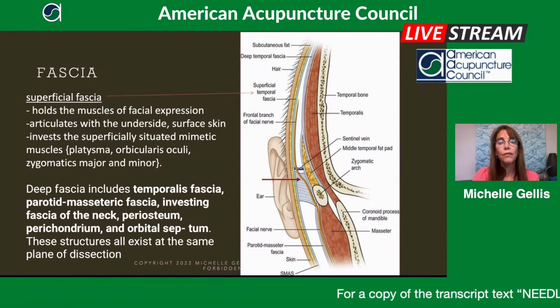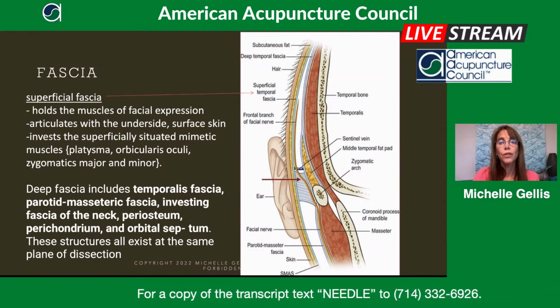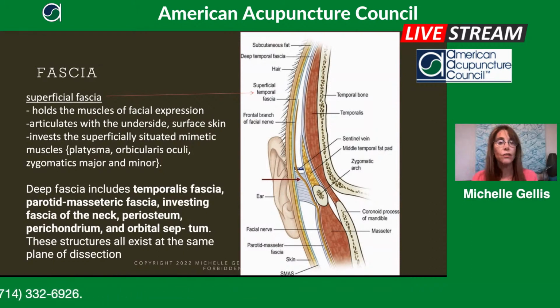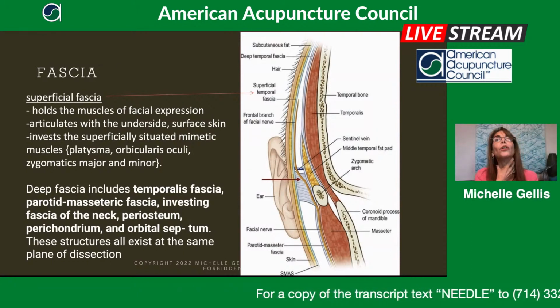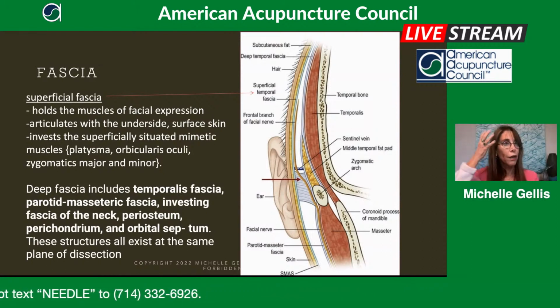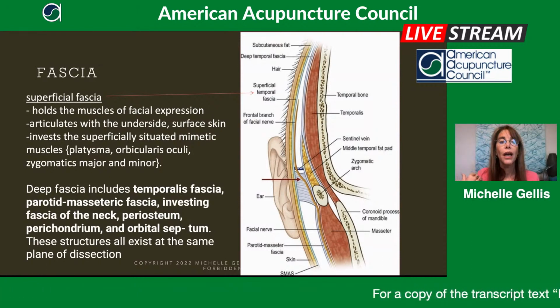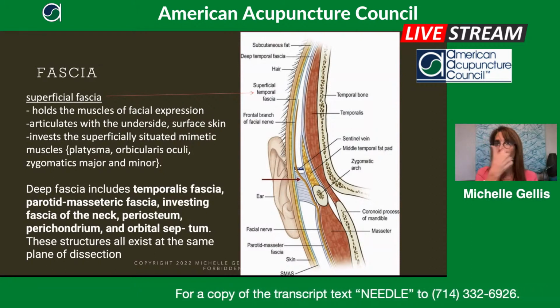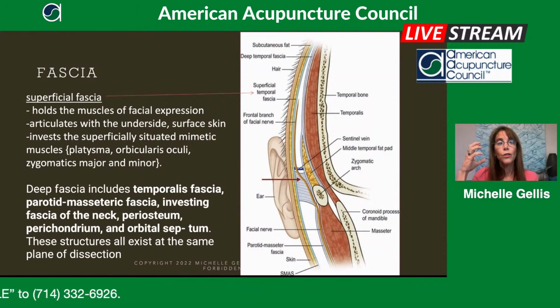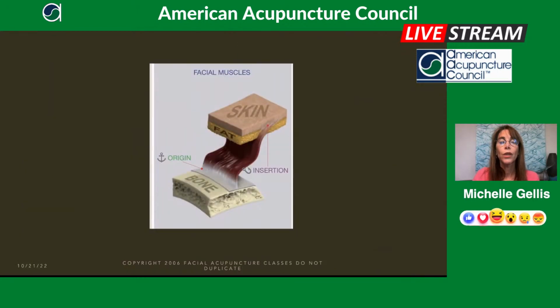And the deep fascia layer, which includes the fascia of the temporalis, because the temporalis is connected to the face, the parotid fascia, which goes down into the neck, the periosteum, which works around the part of the skull that connects to the face, and the septum, the area around the orbit or the eye area. And this is where the deep fascia exists on the face.